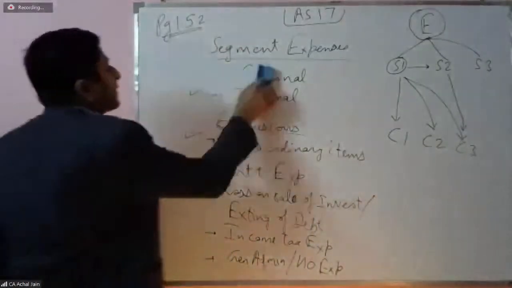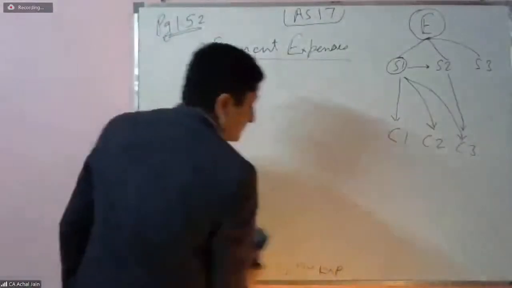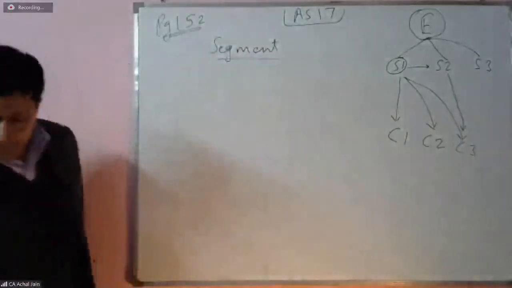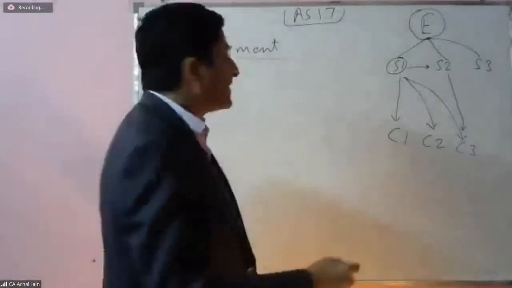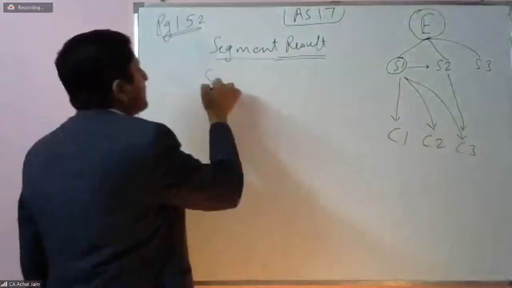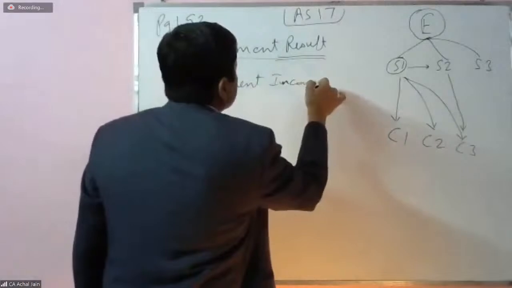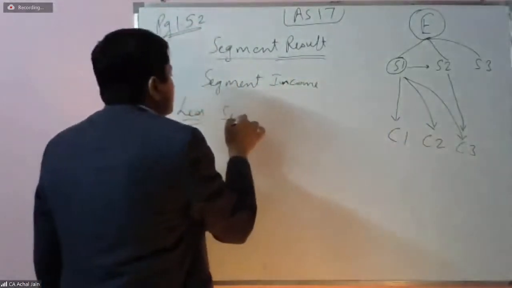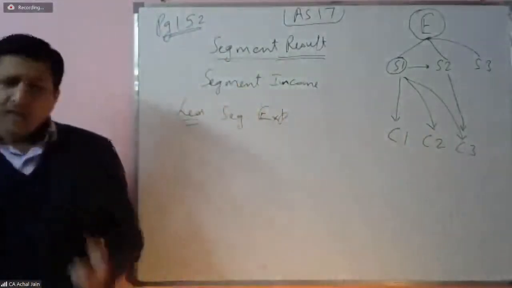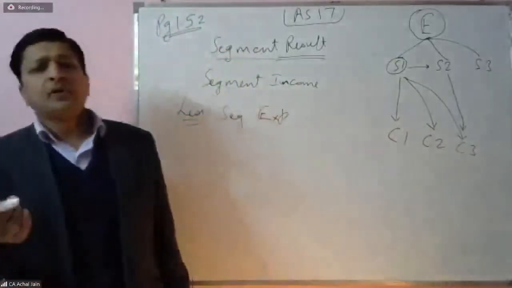Now, next aspect is about the segment result. How do we determine segment result? It's very simple. What is segment result? Segment income less segment expenses. In a way, you can say it's the nomenclature which is used for profit or loss for a particular segment.